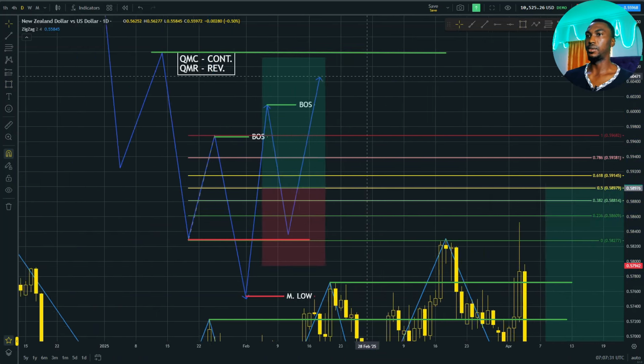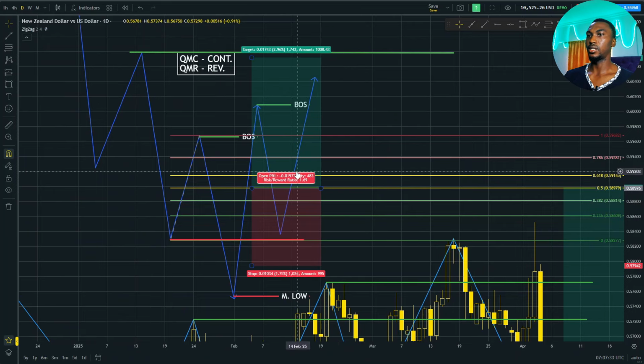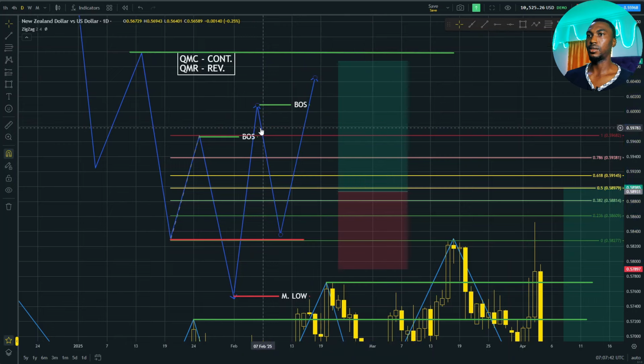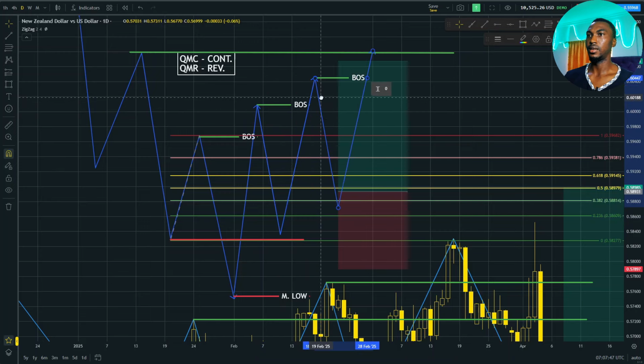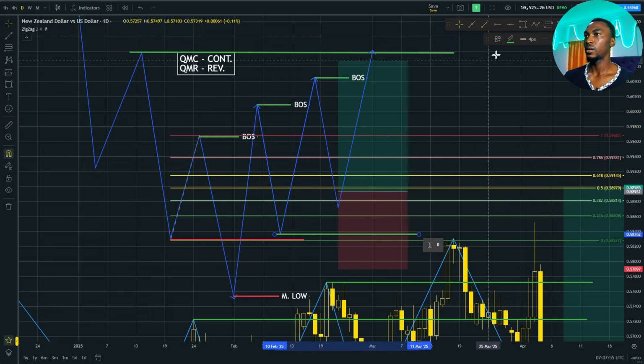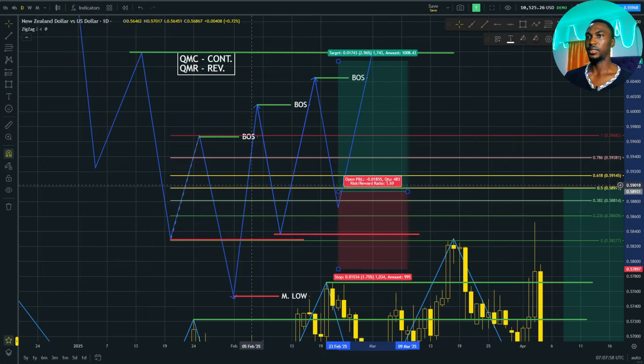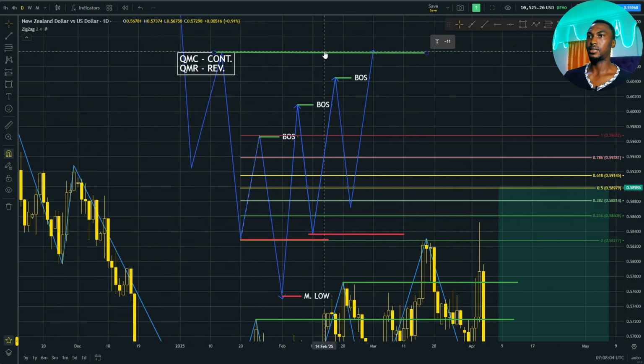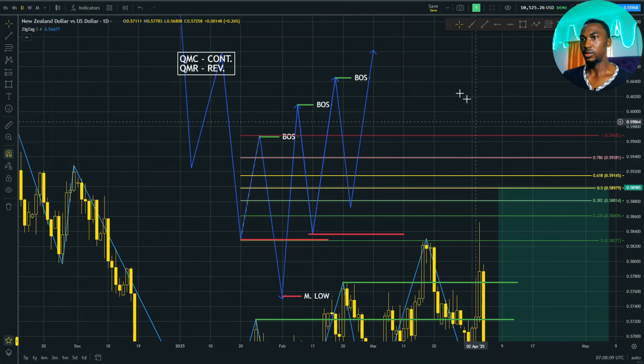With this strategy, price does this, and price does this. For a QMC to be fully confirmed, you would notice that price does this exact same thing. Again, it goes down, it doesn't take out this low, and then it goes up again. So this is a QMC. It's moving in line. It has reversed, and now it's continuing its reversal. So this is a QMC.